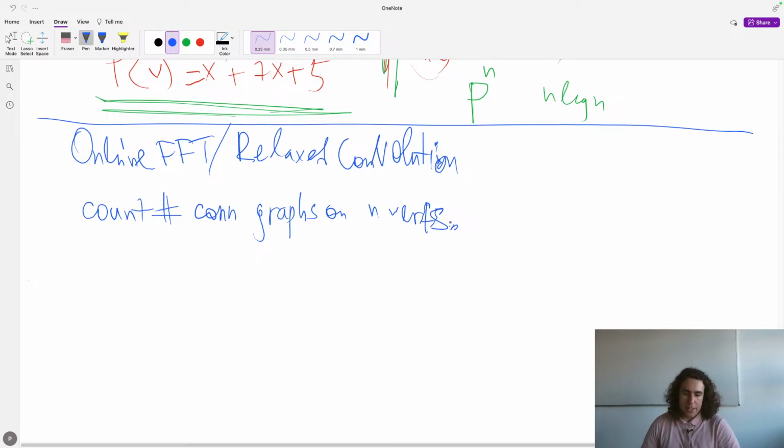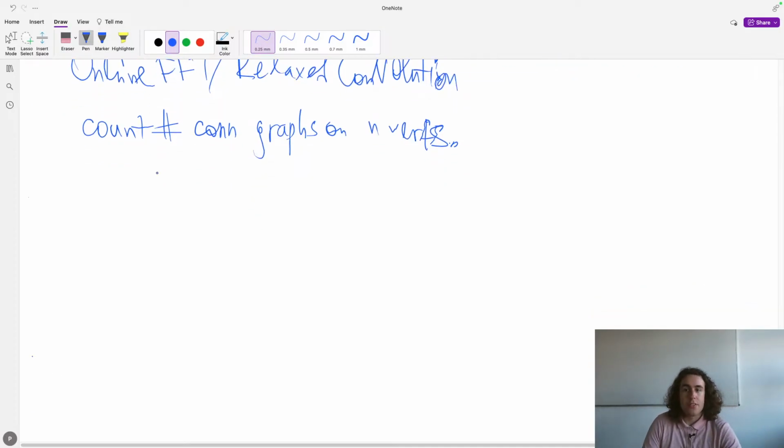How am I gonna do that? Let's think. Well, it's pretty simple to count the total number of graphs on n vertices, right?